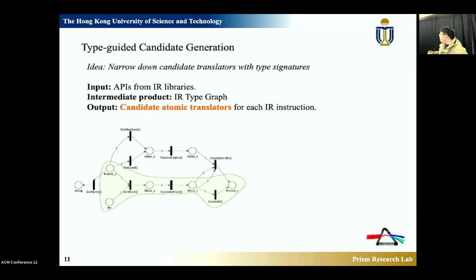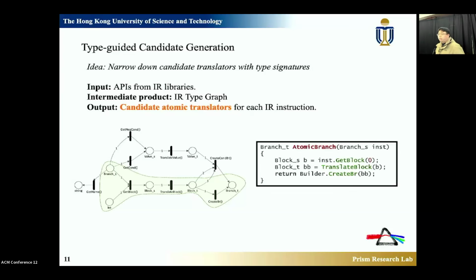Technically, we use a graph representation to show such relationships. Each reachable path in such an IR type graph can induce a well-typed translator, and such a translator can achieve the translation for a specific instruction in the IR code. This is a very traditional approach in type-guided program synthesis. But now the problem is, this is a well-typed translator, but whether it can achieve the translation correctly.